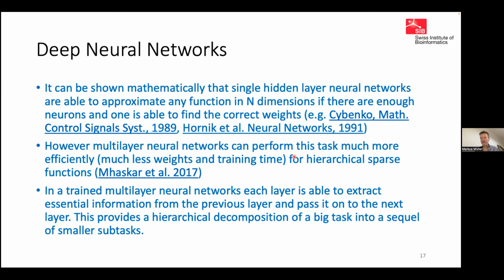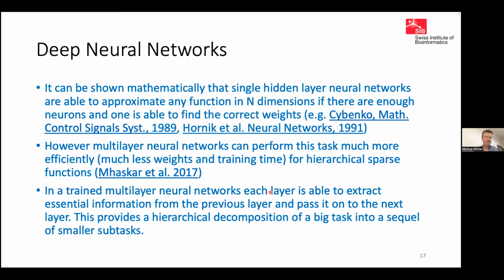So if you have this type of structure, you can show that this deep architecture should perform better than the shallow one. And the reason for that, as we will see, is that you can argue in the following way: each layer is able to extract essential information from the previous layer and then pass it on to the next layer, which again extracts essential information. You can build up a hierarchical system like this, that in the last layers is then able to extract the information that you want for classification, for example, and perform a perfect classification.